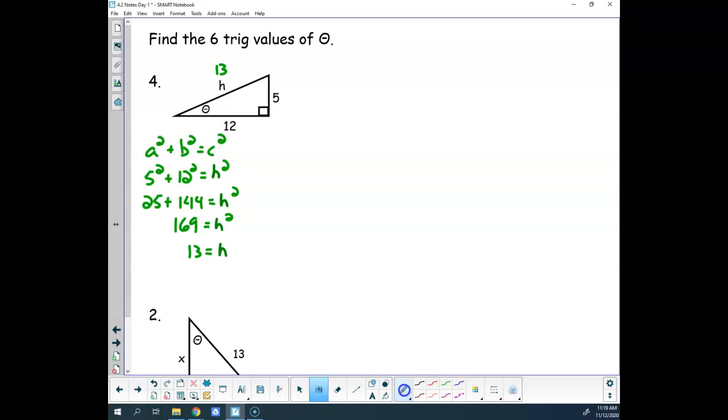So, with that being said then, now we can find what the cosine of theta is. So cosine of theta, that would be adjacent over hypotenuse. That would be 12/13. Which means then that the secant of theta would be 13/12. Because those are reciprocals.